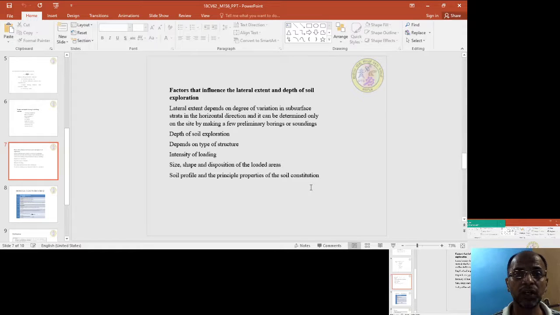If you are going for a watertight structure like a reservoir construction, then you have to go for more depth and more number of boreholes. If you are using soil for a core material, it should be impermeable, so you have to go for a larger depth. Sorry, so larger depth you have to excavate. Shell material, permeable, should be less depth. If you are using it as a filter material, sand, less depth is sufficient. Likewise, various factors will come into picture.